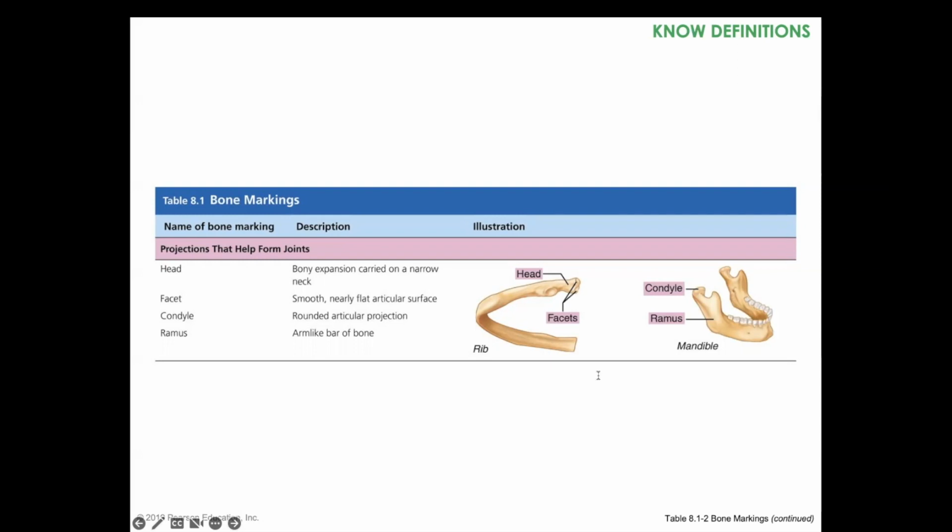All right, next we see the condyle. The condyle is going to be another projection where the joint will articulate or be formed. Compared to the epicondyle, where muscle attaches to bone, the condyle is where bone attaches to bone.